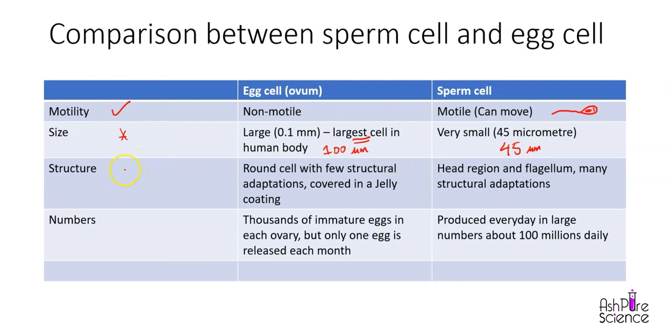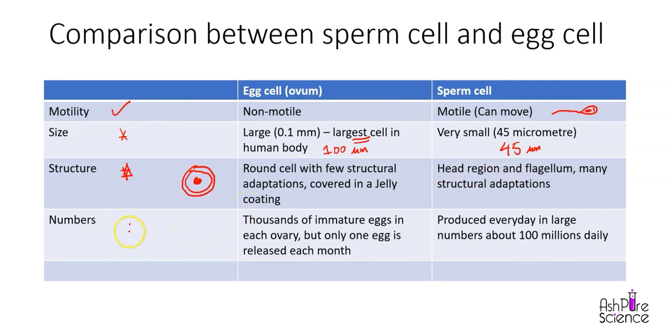Next, let's talk about the structure. Another comparison is that the egg cell tends to be round, and it has a few adaptations, and it's basically covered with a jelly coating, isn't it? And that's pretty much what the egg cell is about. Of course, there are other things, but in comparison to the sperm cell, it has few structural adaptations. Whereas the sperm cell has a head region, and it has a flagellum, and has many structural adaptations because it's moving, etc. It has an acrosome and things of that sort.